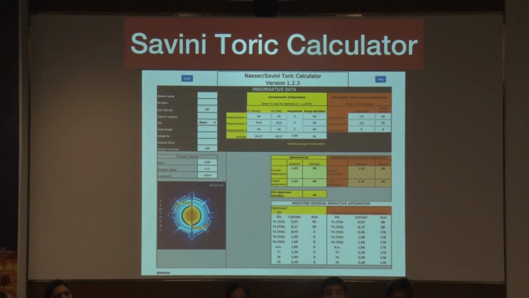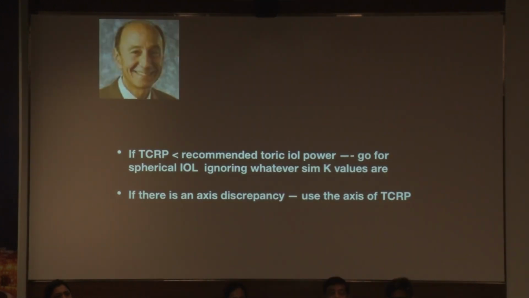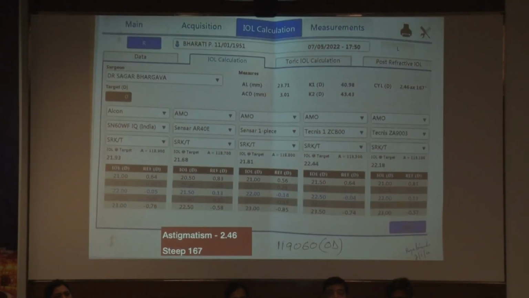So I'll just wind up in another one minute. This is the Toric calculator, which can use TCRP values to do the calculation for you. And just to wind up with an example, how do you use all this together?